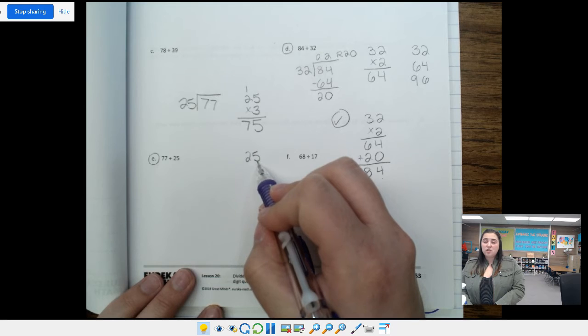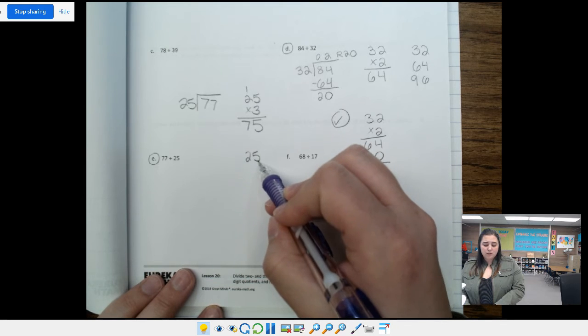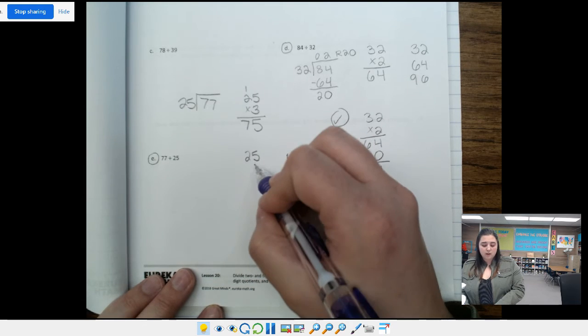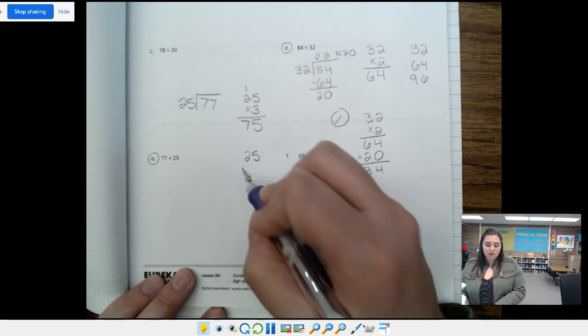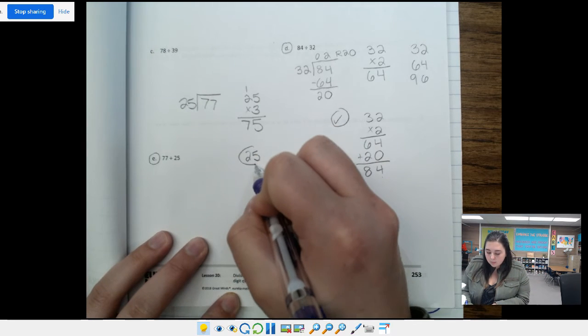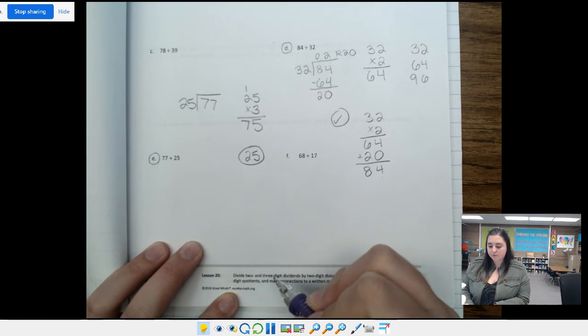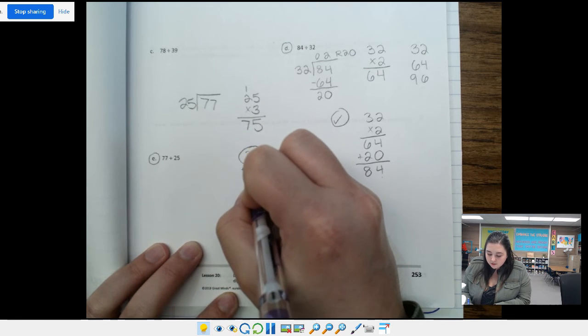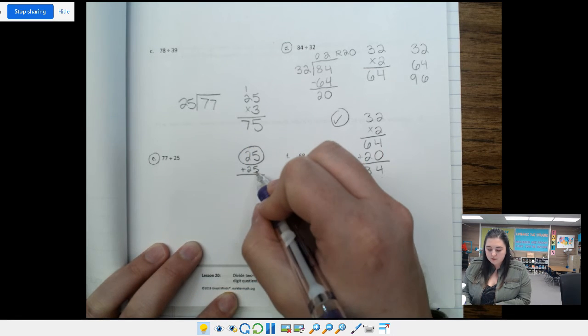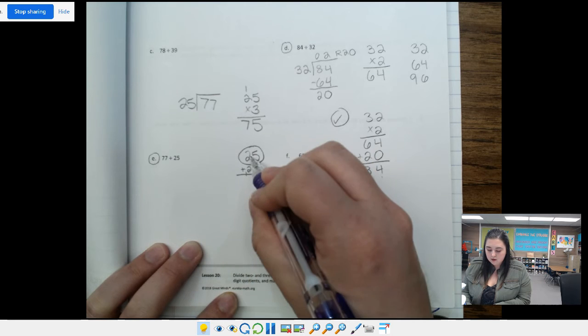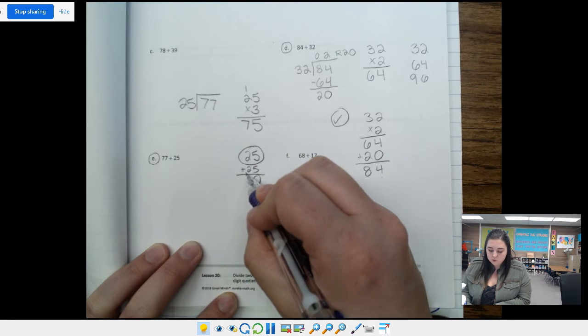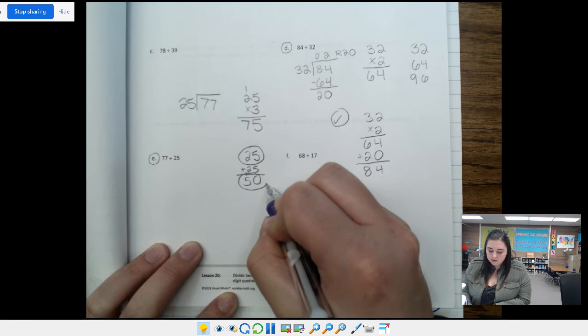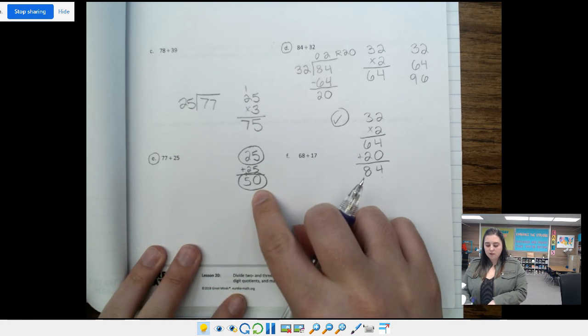This one's the kind of tricky kind where you're doing 5 plus 5. It goes over to the next column. 5 plus 5 is 10. So if you need to, circle that one. Add your 25. 5 plus 5 is 10. 2 plus 2 is 4. Plus 1 is 5. So another group would be 50.